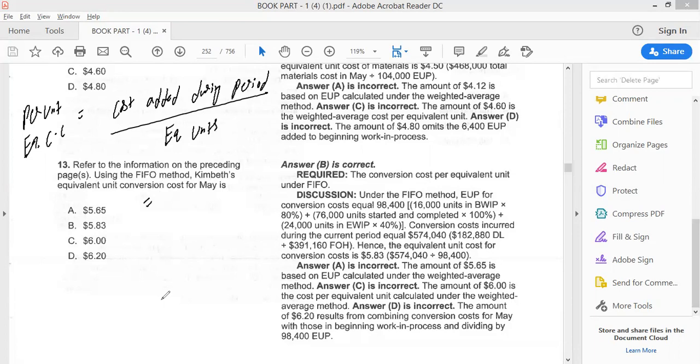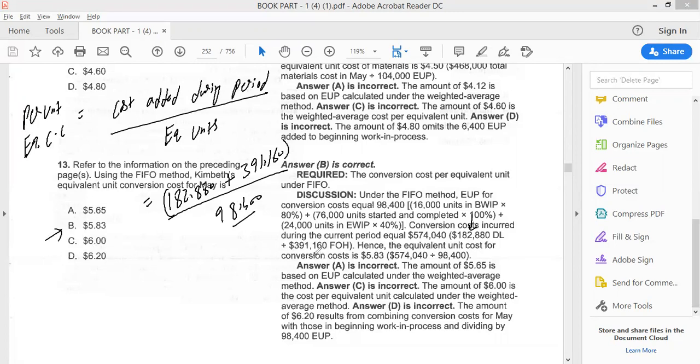So here students, how much cost we added? We added 182,880 direct labor, plus we are having factory overheads or manufacturing overhead 391,160. The whole figure, the sum of this one, we will divide with equivalent units of production. Students, equivalent units of production as we did the calculation before. So once you divide it with equivalent units of production, you will have the answer 5.83.